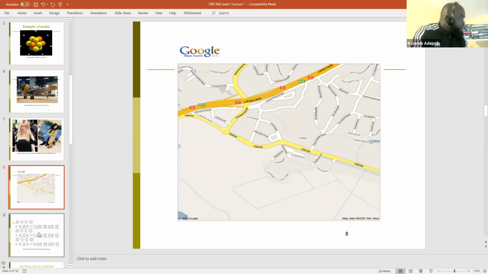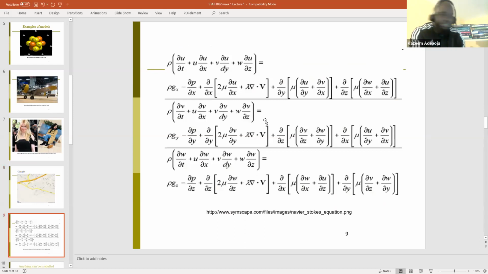Now, this is another example of a model. The ones I've been showing you before were pictures, but this one is equations, okay? A model can appear in terms of equations, a model can appear in terms of pictures and so on. This is Stokes, we call this the Stokes equation. So this is a model, okay?